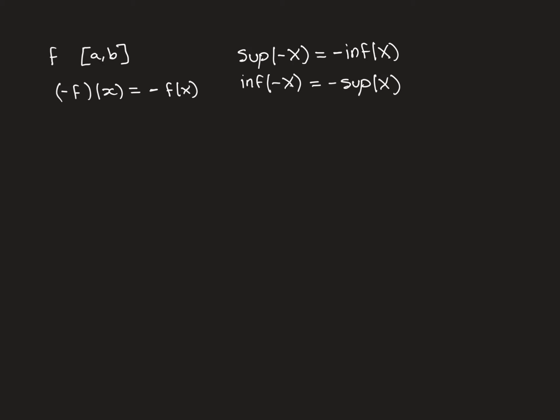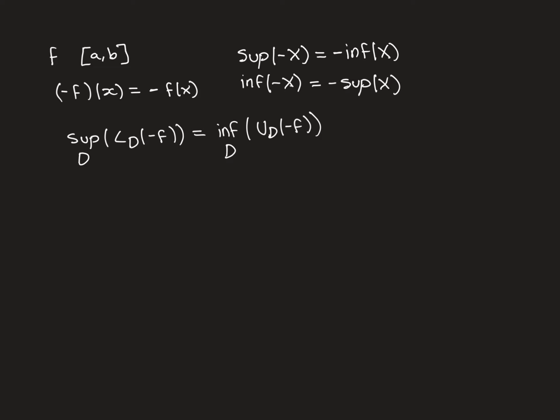So let's carry on. We want to show that minus f is Riemann integrable and that the value of its integral is minus the integral of f. If minus f is going to be Riemann integrable over the interval ab, then by our definition we need to show that the supremum over all dissections of the lower Riemann sums of minus f is equal to the infimum over all dissections of the upper Riemann sums of minus f. And if this is the case, then the value of these two things will be equal to the integral of minus f dx over the interval ab.